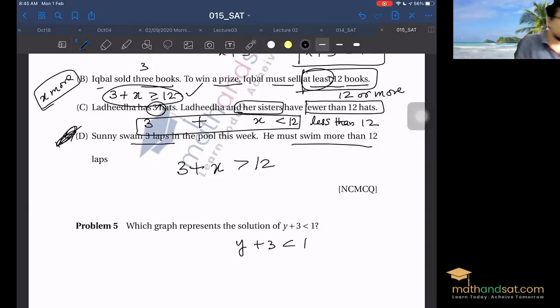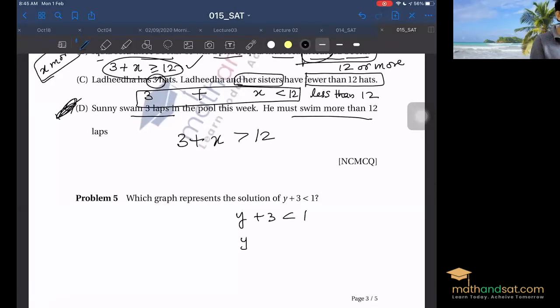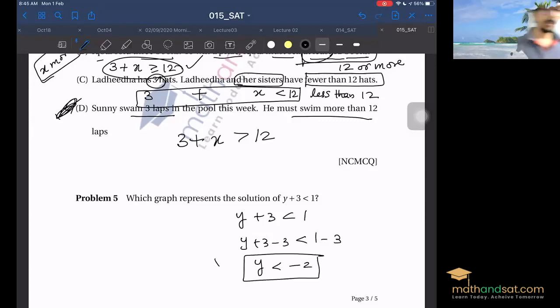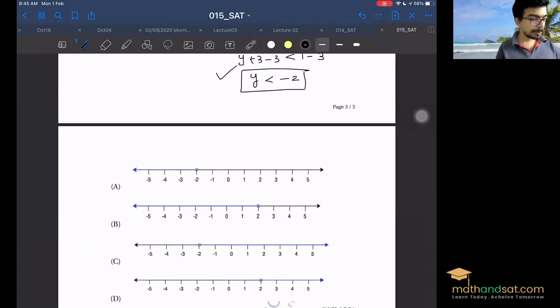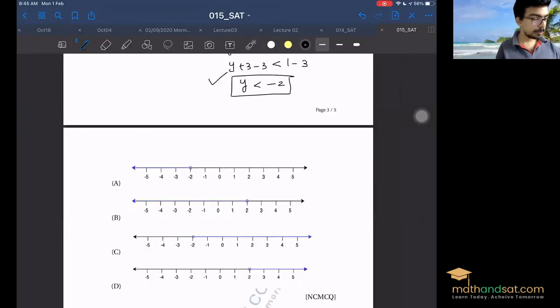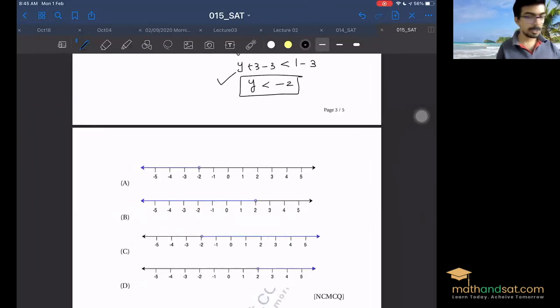So add minus 3 on both sides. Y plus 3 minus 3 is less than 1 minus 3. So we have y less than minus 2. Now tell me which graph represents y less than minus 2?